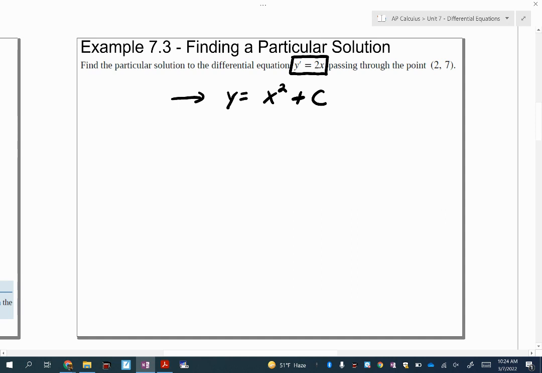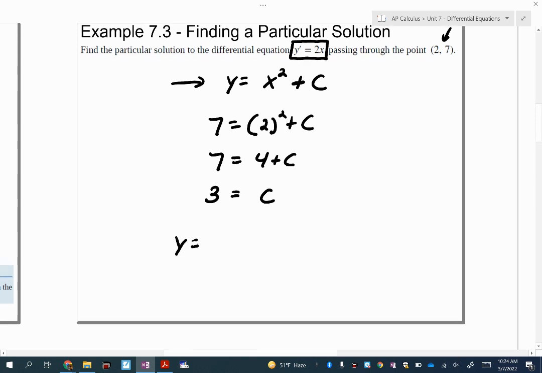But to find a particular solution, which is what this example is asking us to do, we're going to plug in this ordered pair 2 and 7 to figure out what our constant is going to be. So I'm going to replace y with 7 and x with 2, and then solve for c. All right, so c is going to be 3. So my particular solution to this differential equation of y prime equals 2x is going to be y equals x squared plus 3. All right, so that's one way that we could be asked to find a particular solution to a differential equation.